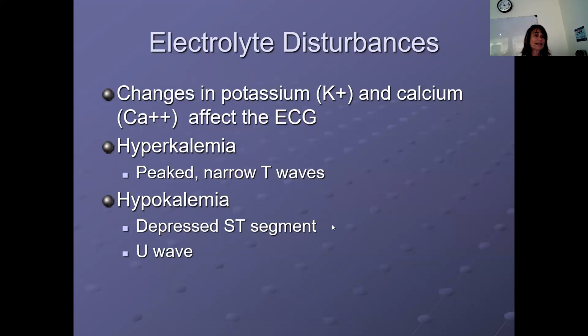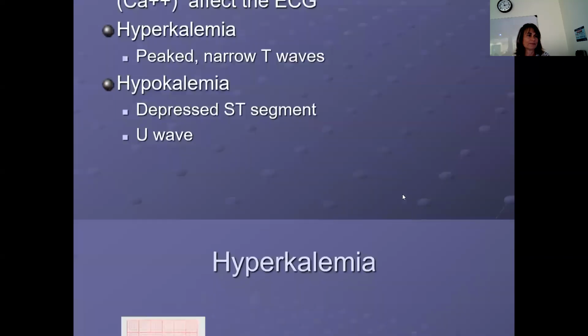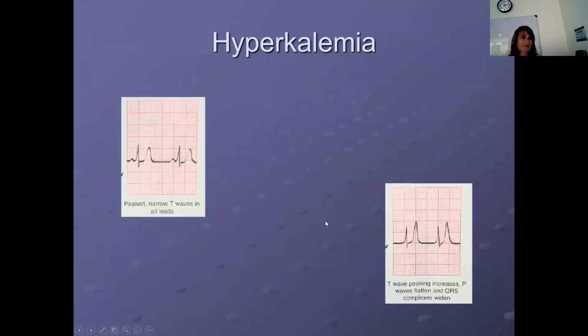With low potassium, the ST segment is low, and then you get another wave. So it's like you have two T waves, but they don't call it two T waves. They call it a U wave. All right, so let's look at some examples. Do you see these peaked T waves? What's wrong? High potassium.